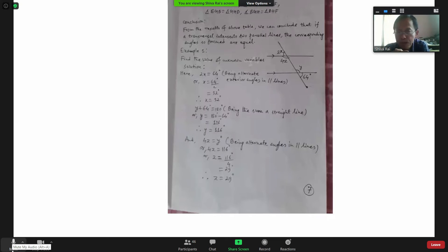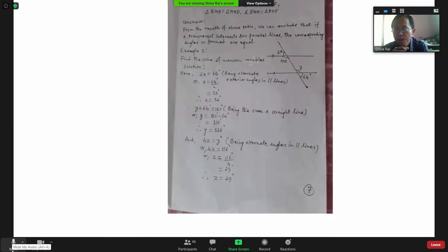So in short, we can write 4z equal to y degree, being alternate angles in parallel lines. So 4z equal to, already we have got the value of y equal to 116 degrees. So in place of y, we will put 116 degrees. z equal to 116 divided by 4. Now 116 divided by 4 gives 29 degrees. Therefore, z equal to 29 degrees. Are you getting me? Yes, sir. Is it difficult? No, sir. Okay.